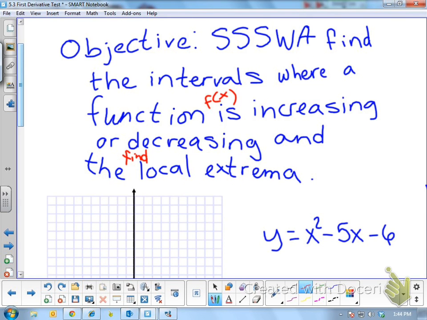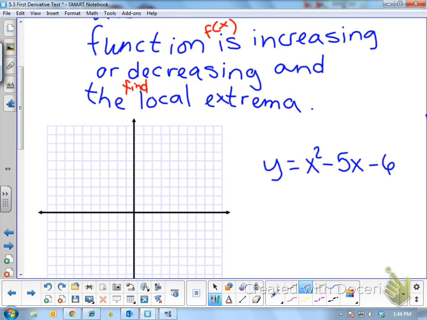So I want to take this function and graph it and compare it to its derivative. See if we can find any commonalities. So y equals x squared minus 5x minus 6. Without a calculator, let's see if we can graph this fairly accurately. Where would my zeros be on this? X equals 6, x equals negative 1.